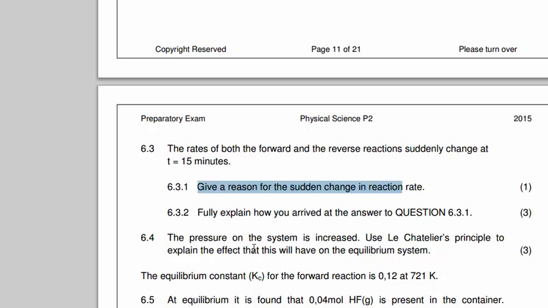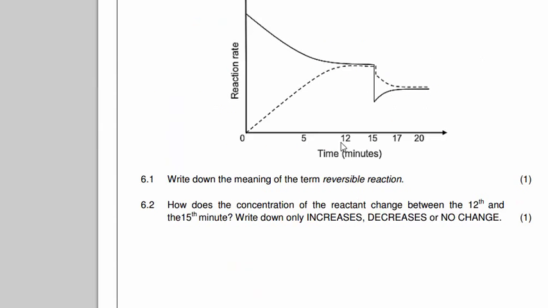Give a reason for the sudden change. So I would say this is temperature, and here I would explain my reason would be because both the reaction rates decreased, which means temperature was decreased, but since heat is a reactant, it had the biggest effect on the reaction rate for the forward reaction.